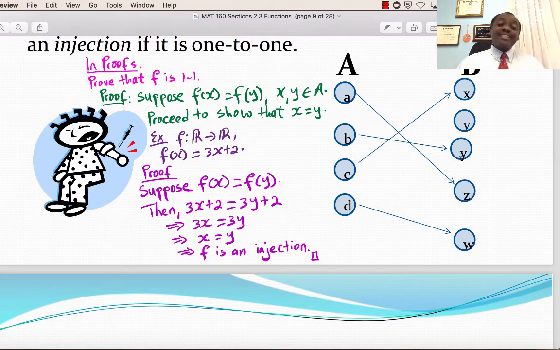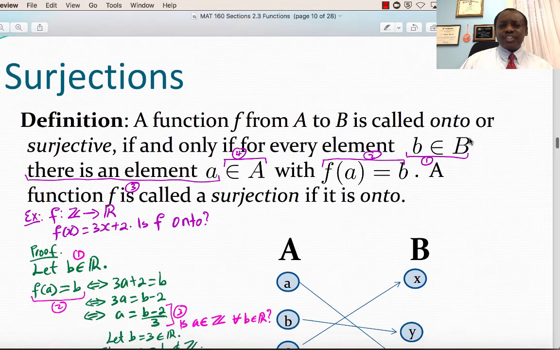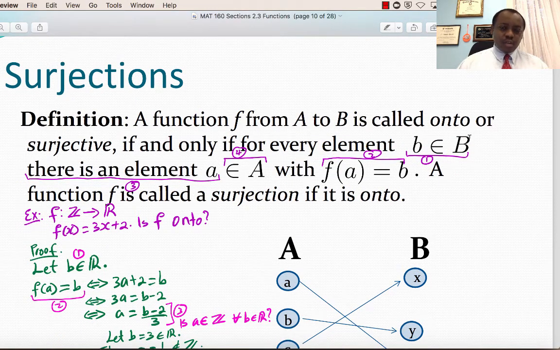Now, what happens if all the elements in B are also used up? That becomes a very exciting category of functions, and they are known as surjective functions. And watch very carefully how I define a surjective function. A function f from A to B is said to be onto or surjective if and only if for every element b in B, that is number one, there exists an element a in A such that f of a equals b. Now, see the way I've numbered them?